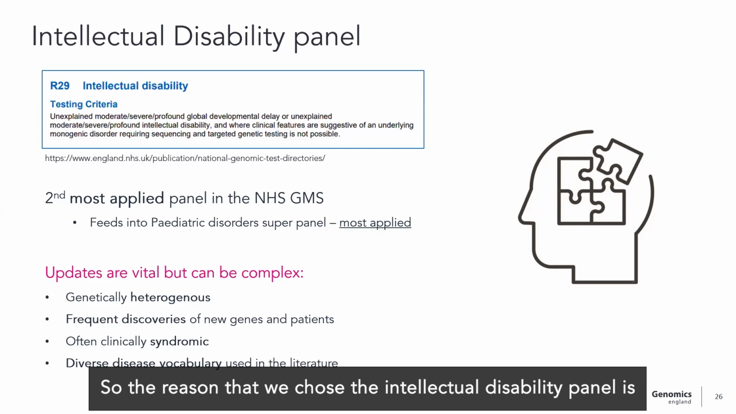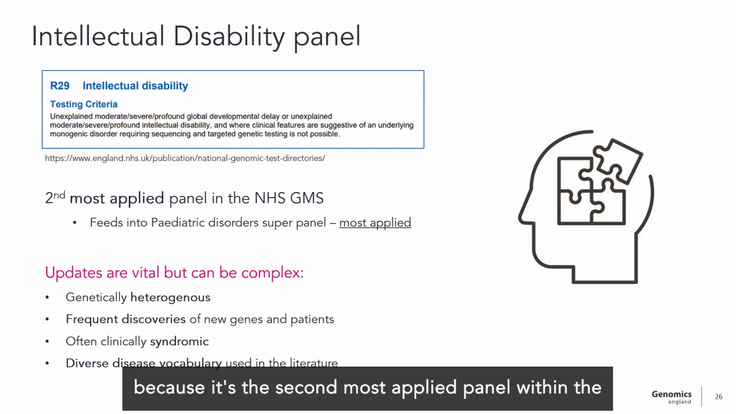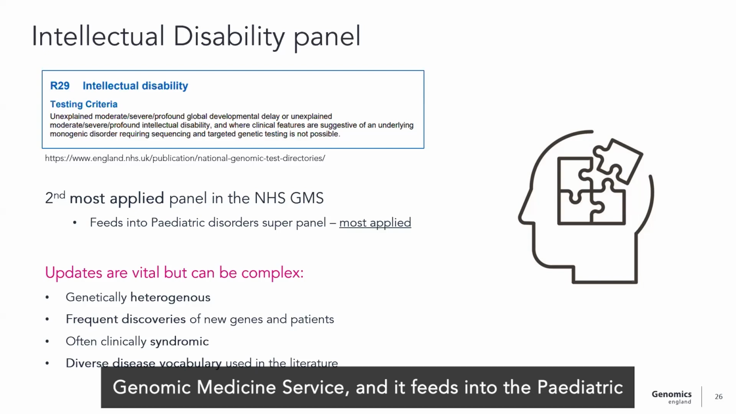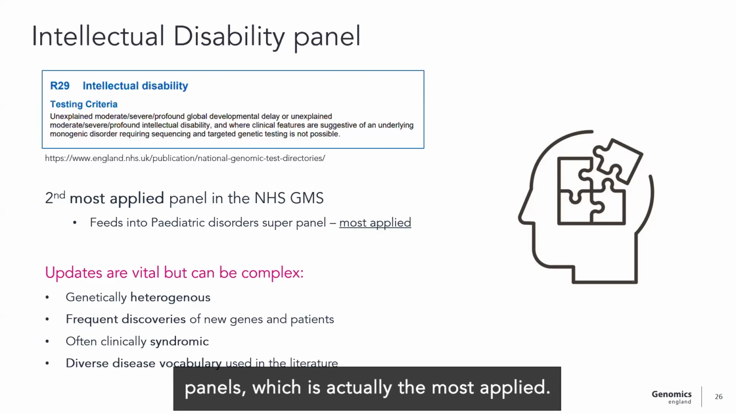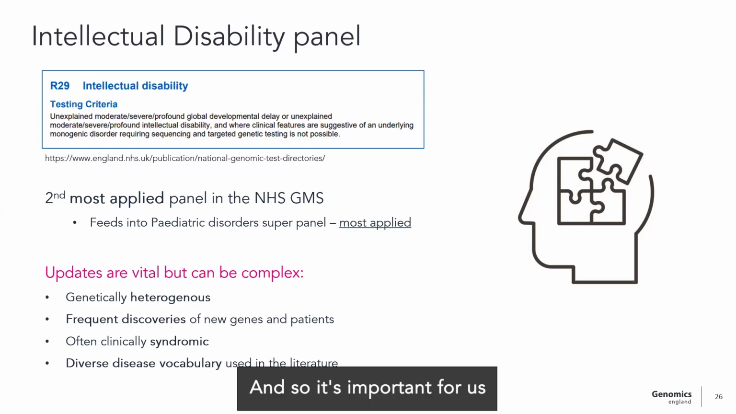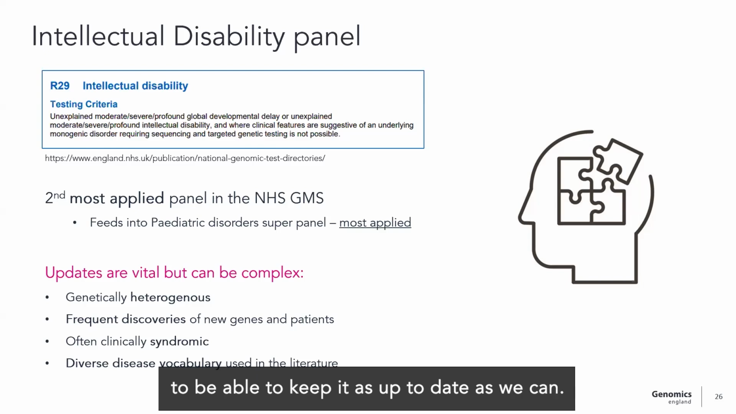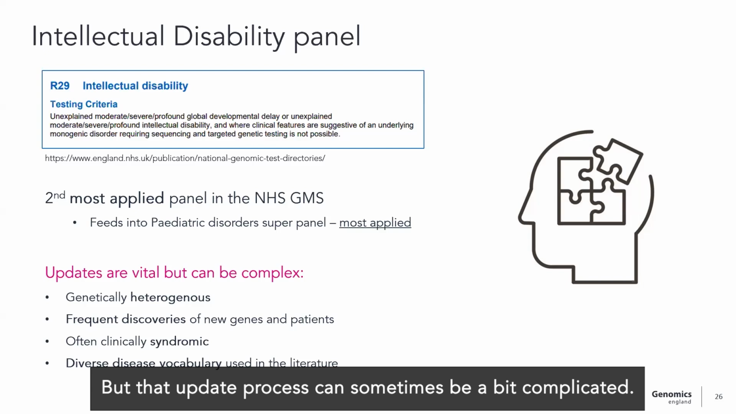The reason that we chose the intellectual disability panel is because it's the second most applied panel within the Genomic Medicine Service. And it feeds into the pediatric disorders super panel, which is made up of several different panels, and which is actually the most applied. So it's a widely used panel within the NHS, and it's important for us to be able to keep it as up to date as we can. But that update process can sometimes be a bit complicated.